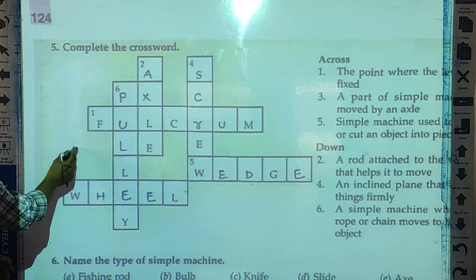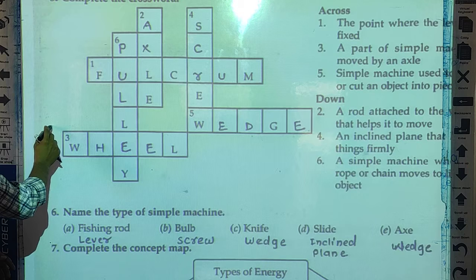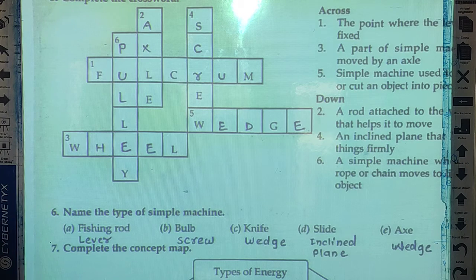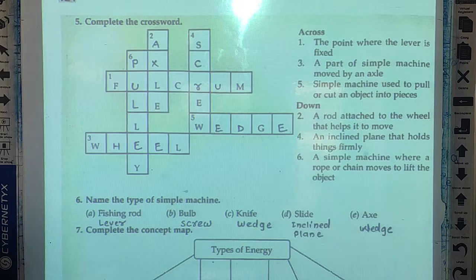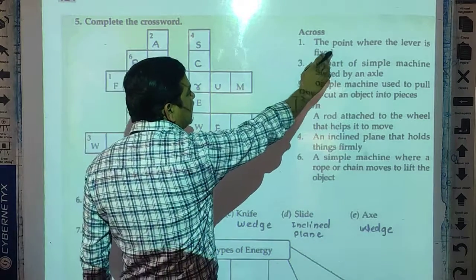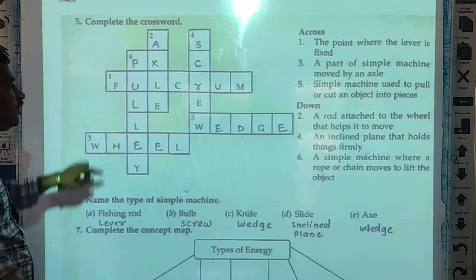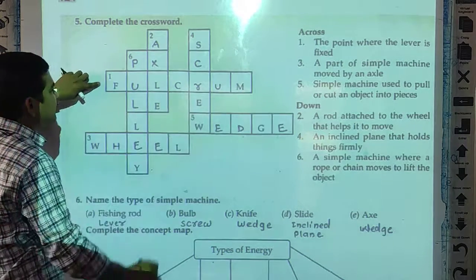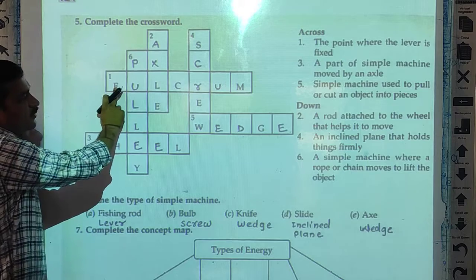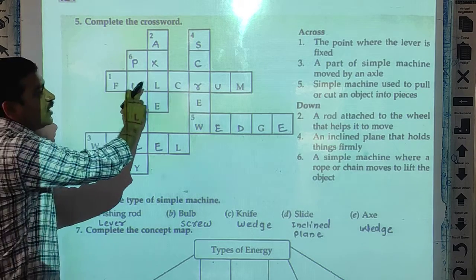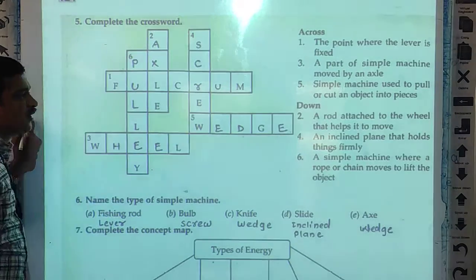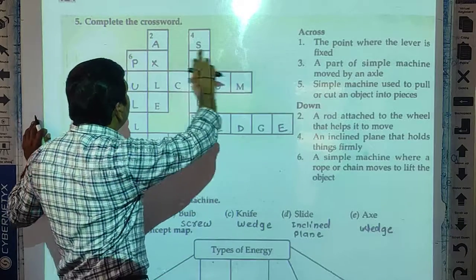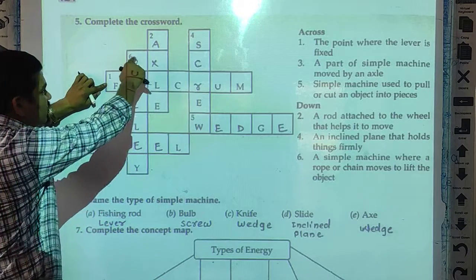Next question here. Complete the crossword. A puzzle is given, students. This is one kind of puzzle and you have to solve it. Can you solve this puzzle? Now see here how to solve this puzzle. The point where the lever is fixed. So here F is there. What can we call that? Fulcrum. You can write fulcrum. Now go to the first one, F, over.